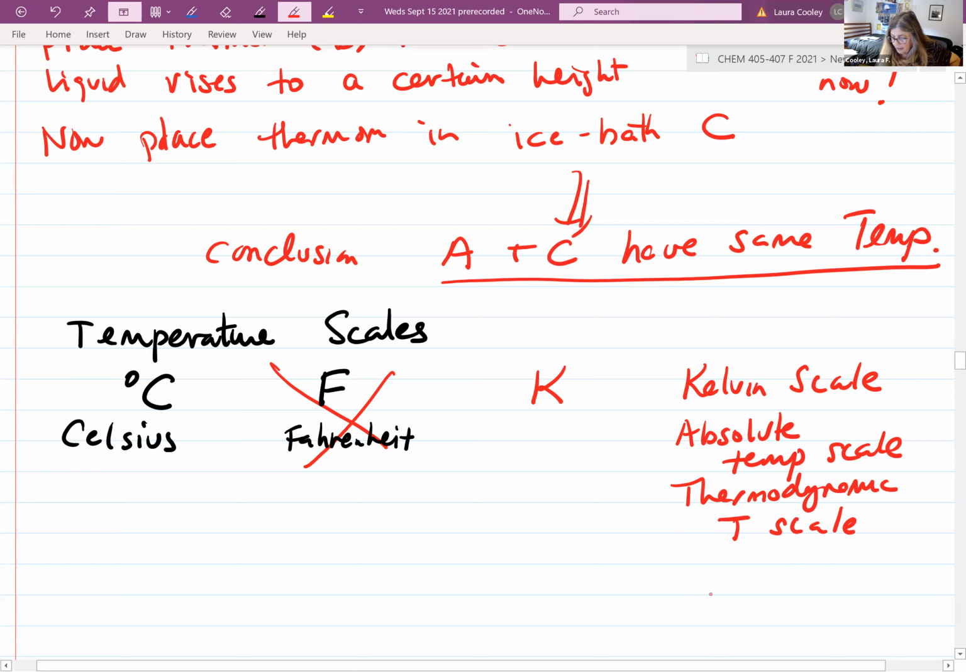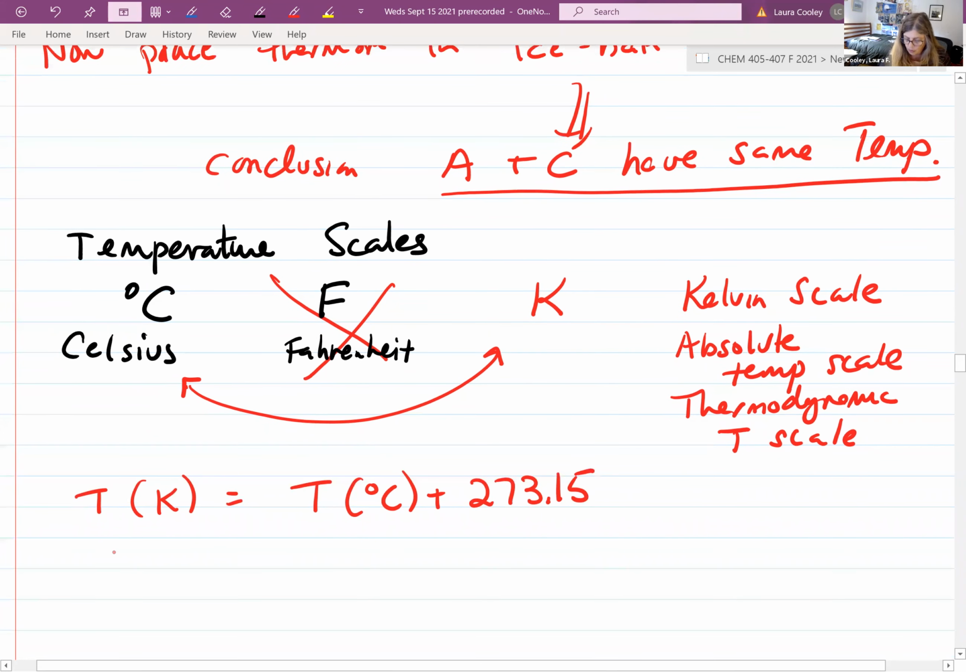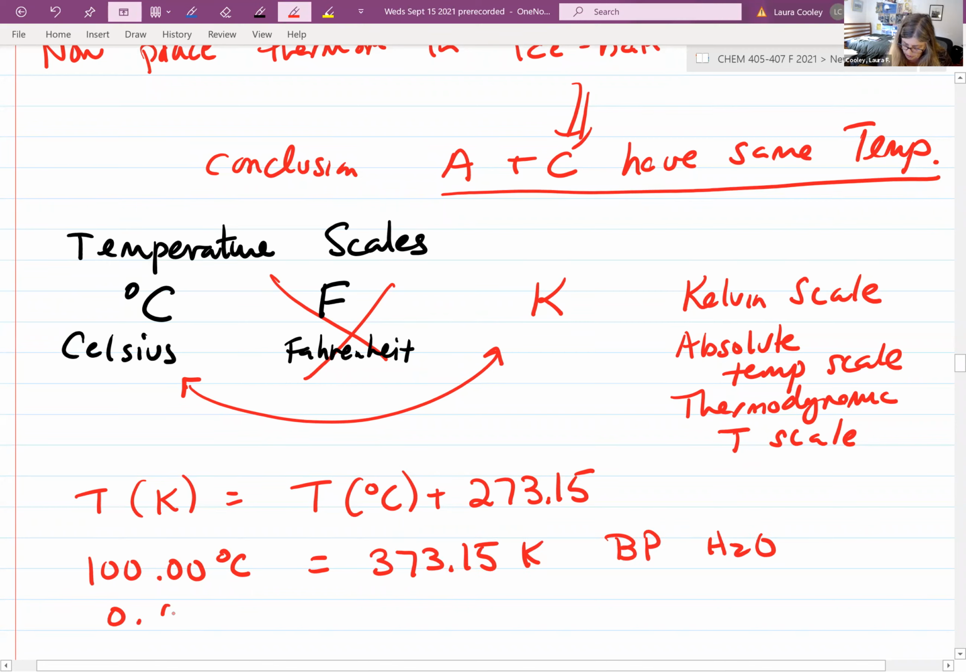And you know that you can go back and forth pretty easily between Celsius and Kelvin. Temperature in Kelvin is the temperature in degrees C plus 273.15. So 100.00 degrees C is 373.15 Kelvin. That's the boiling point of water. And you know, of course, the freezing point of water is 273.15 Kelvin.